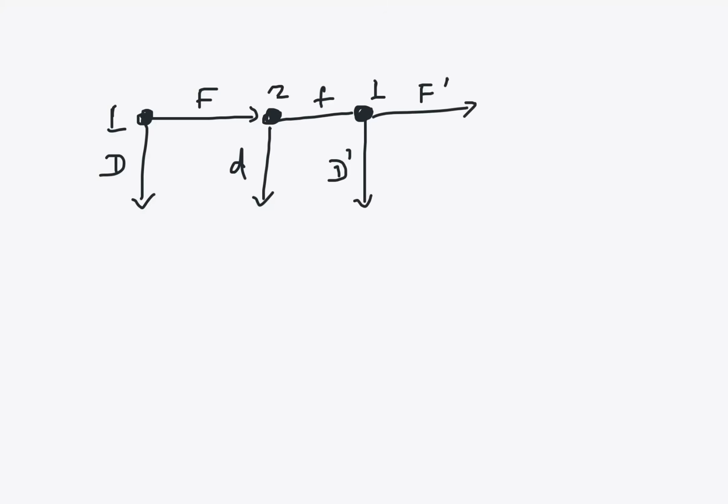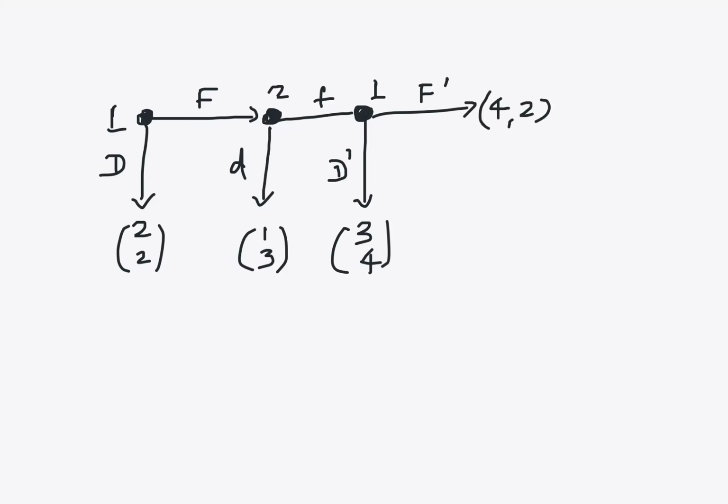So let's say the payoffs are 2 to player 1, 2 to player 2. And over here, 1 to player 1 and 3 to player 2. And over here, 3 to player 1 and 4 to player 2. And over here, 4 to player 1 and 2 to player 2.